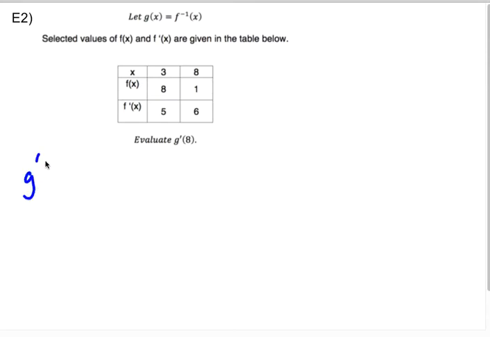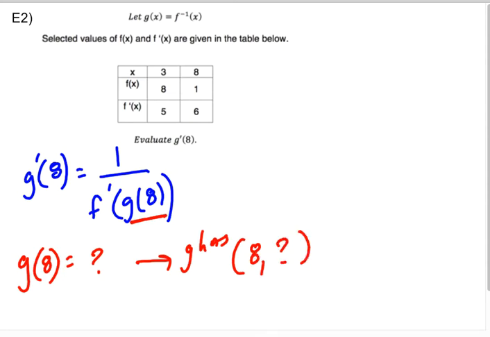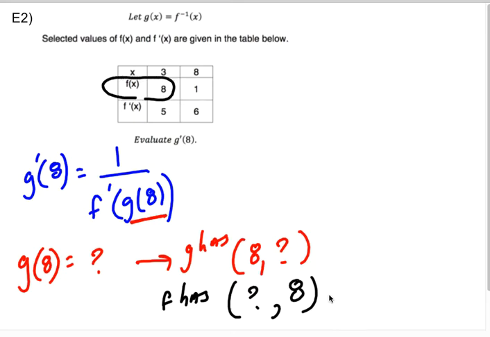So first step is to recognize that I need the formula for g prime of 8. That's going to be 1 over f prime of g of 8, right? So yet again, I find myself in this situation where my first job is to figure out what g of 8 is. So if g of 8 is some value I don't know, that means that g has the point 8 comma question mark. Well, based on the way inverse functions work, that must mean that f has the point question mark comma 8. So I look at the table and say, okay, when does f have an output that is 8? Well, sure enough, f of x is 8 when x is 3. So if f has the point 3, 8, then g has the point 8, 3. So g of 8 must be 3.